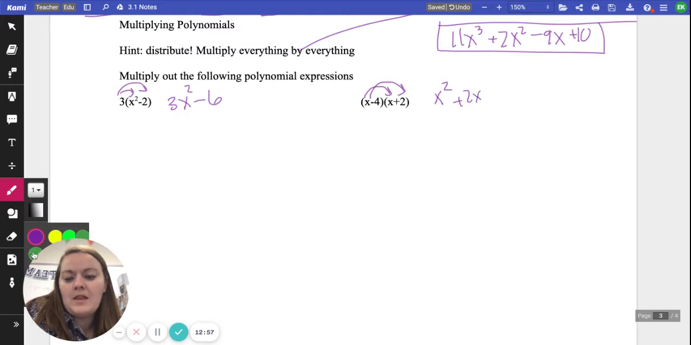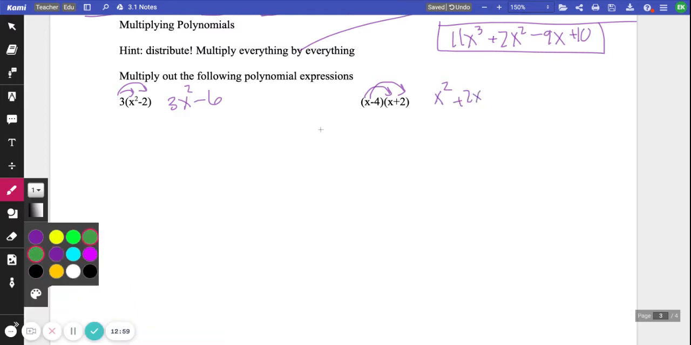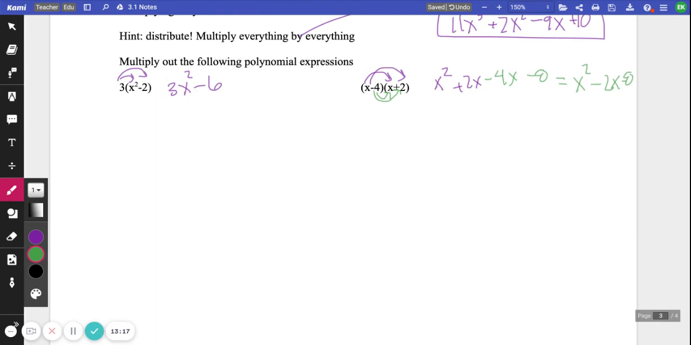And then you multiply the negative 4 by both pieces. Negative 4 times x, negative 4x. And then negative 4 times 2, you get negative 8. So I'm going to put them together: x squared minus 2x minus 8. Not too bad, right? Another way you can show it, which I think is fun to do, is an area model.